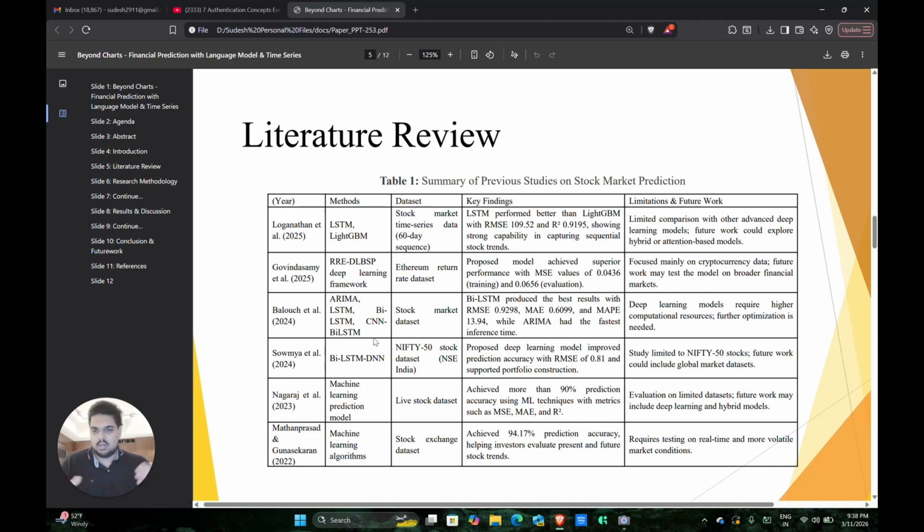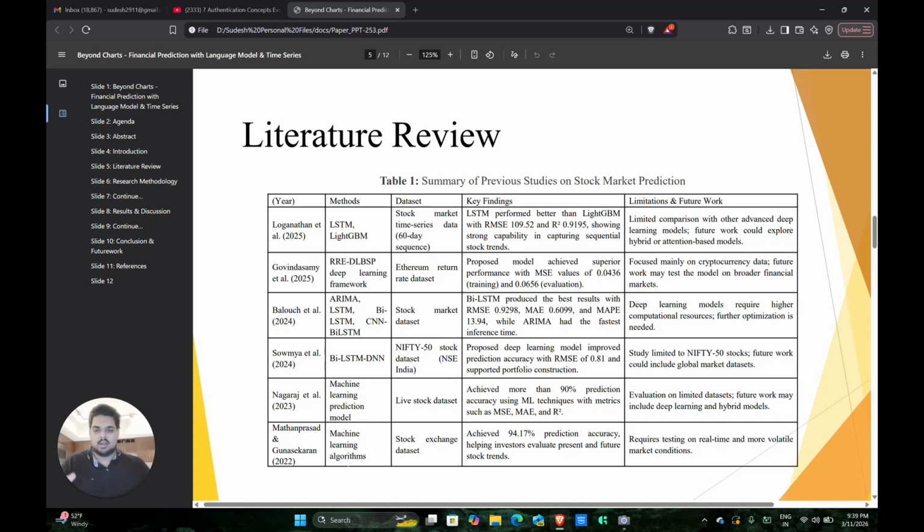Baloch et al. used a couple of models like ARIMA, LSTM, CNN-BiLSTM. These are called SOTA, state of the art models in terms of forecasting. These DL models required high computational resources, what I found from this paper, and further optimization was definitely possible. Soumya et al. used BiLSTM and another standard model, but again this had the same limitation that it could have been overfit, as it only used Nifty 50 stocks. An S&P 500 study is what the industry considers for this. Similarly, Nagaraj used an ML based prediction model and it was a very limited data set.